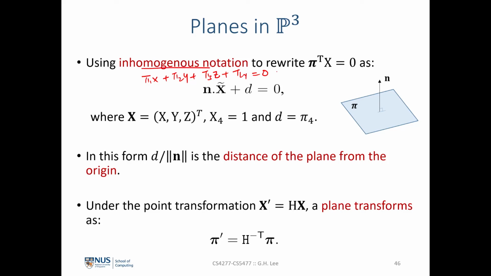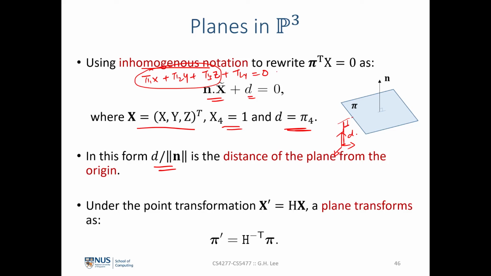So in this inhomogeneous notation, the first three terms can be factorized into this form, where x is xyz and x4 is 1, and then d here is equal to pi 4 in this formulation. So the first term would be the normal vector, and the last term, d, can be used to form the distance of a plane from the origin. So here, let's say my origin, the reference point, is here. So this would give me the normal vector, that is the distance between the origin and the normal formed by this plane over here, and this is given by d divided by the norm of the normal vector.